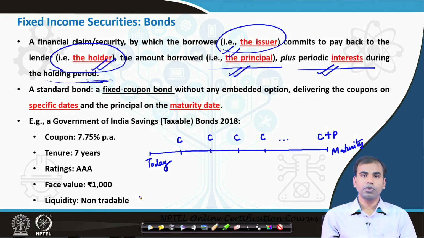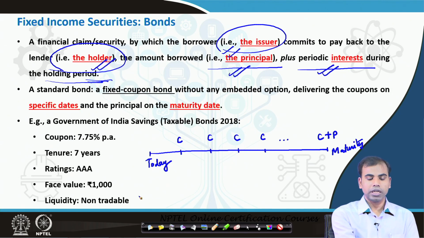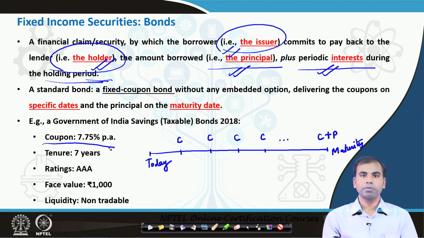For example, if you look at a bond issued by Government of India in the name of savings taxable bonds, which was issued in 2018, it carries the following features. The coupon rate of this bond is 7.75% per annum. The bond matures in 7 years, which is basically the tenure of the bond, given as 7 years.